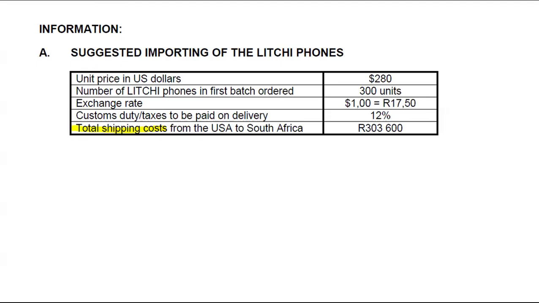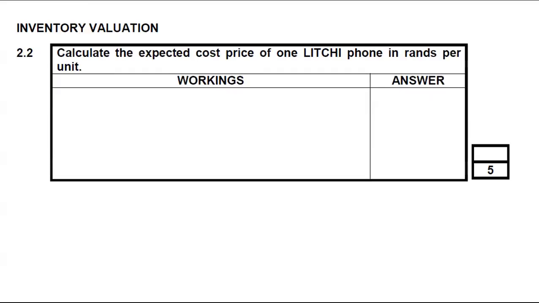What do I mean by directly attributable cost? Cost of transporting that product from wherever you bought it to the point of sale, cost of installing that specific asset, cost of, in this case, it's taxes that you paid when you imported those units. Now, to calculate the cost price here, I will first start by converting the $280 to rands. And to do so, I will just multiply it by 17 rand 50.